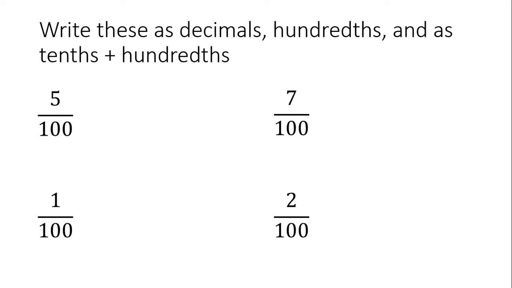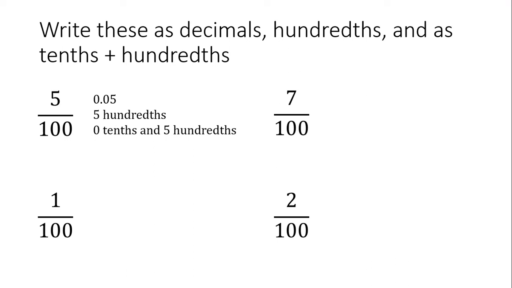Okay, let's check your answers, folks. In the top left corner, we have 5 hundredths, and you could write that as 0.05. You're making sure that you're putting the 5 in the hundredths place, not in the tenths place, because it's 5 hundredths, so the 5 goes in the hundredths place. And you could say that as 5 hundredths, as I just said. And you could also say 0 tenths and 5 hundredths. I don't know why you would do that, but we're going to do it anyways.